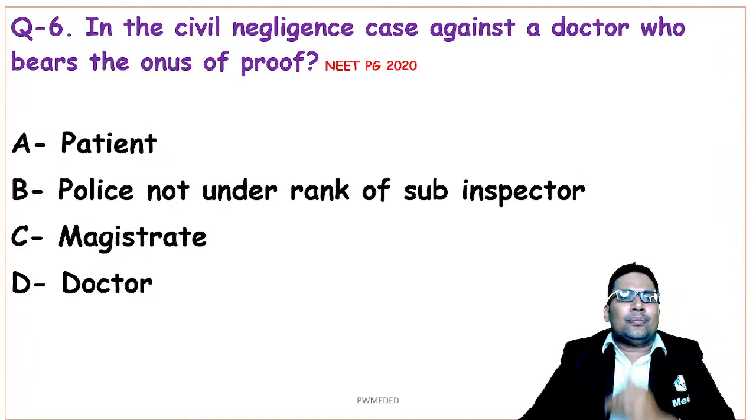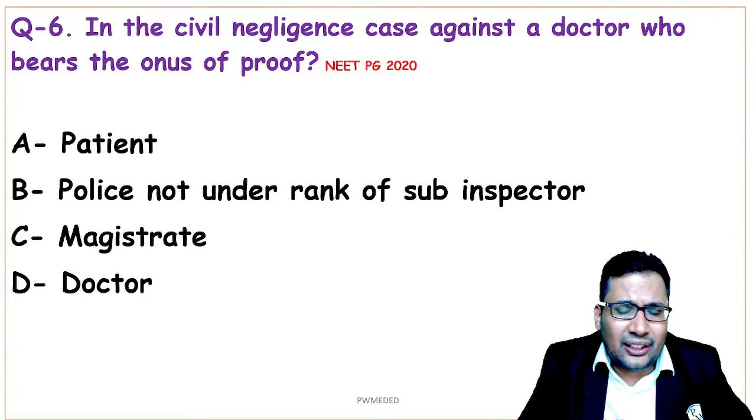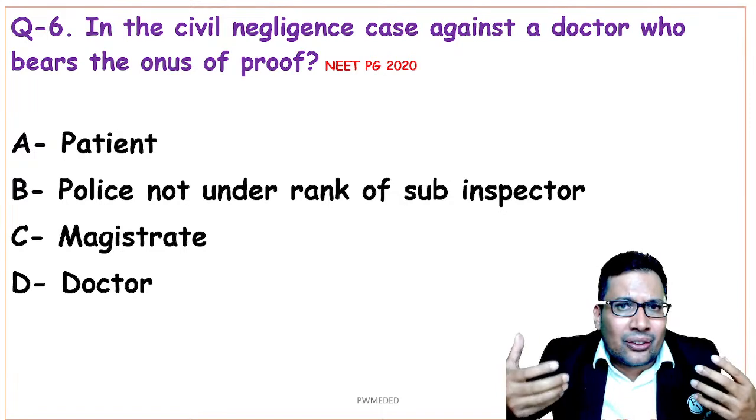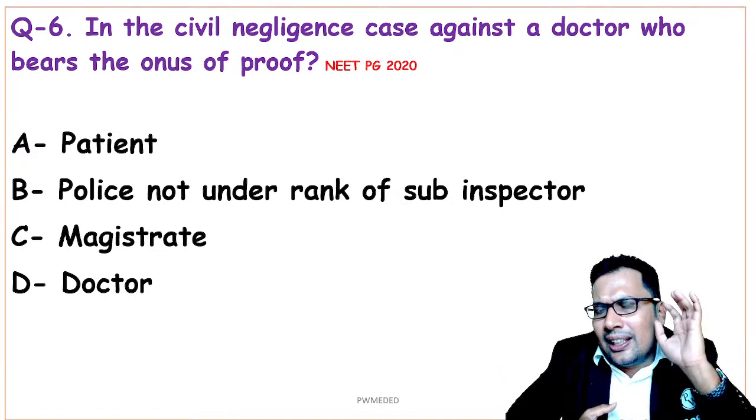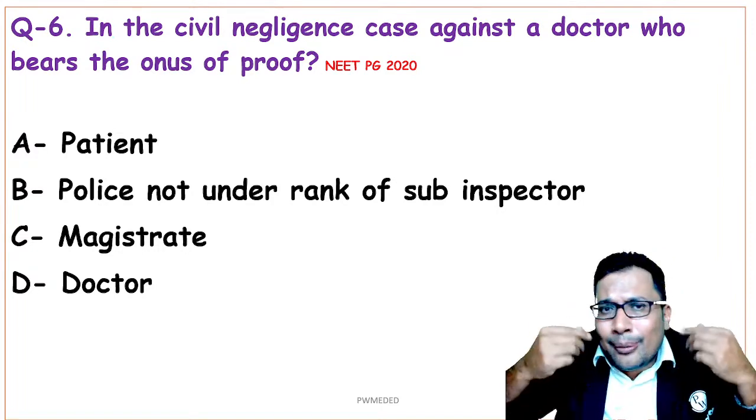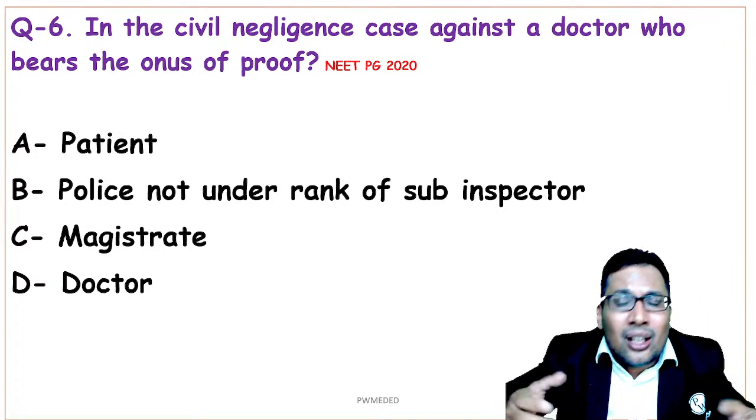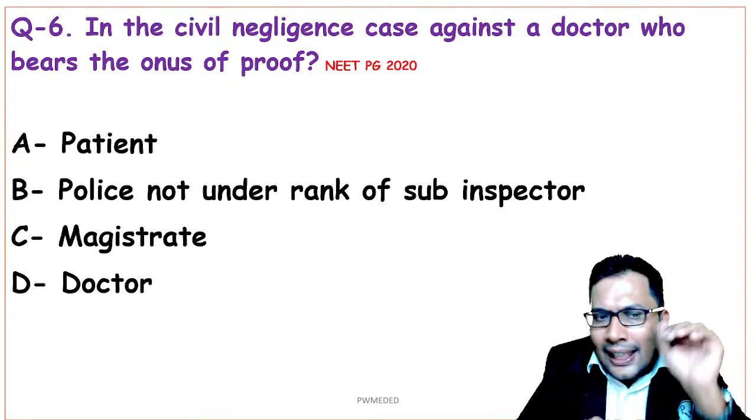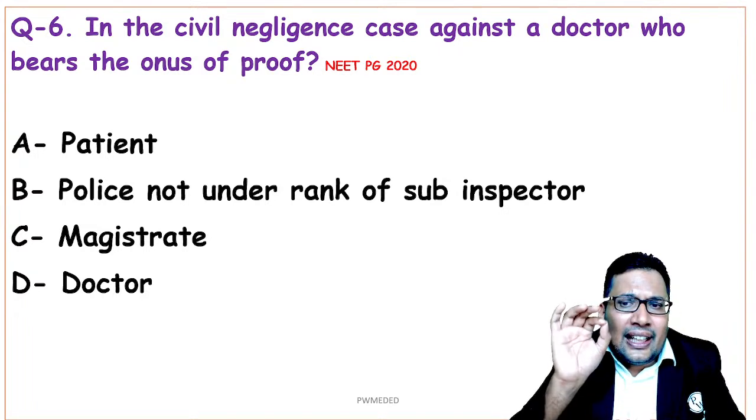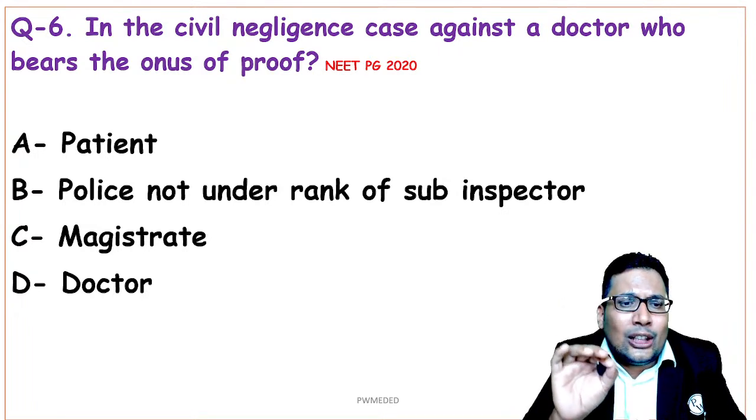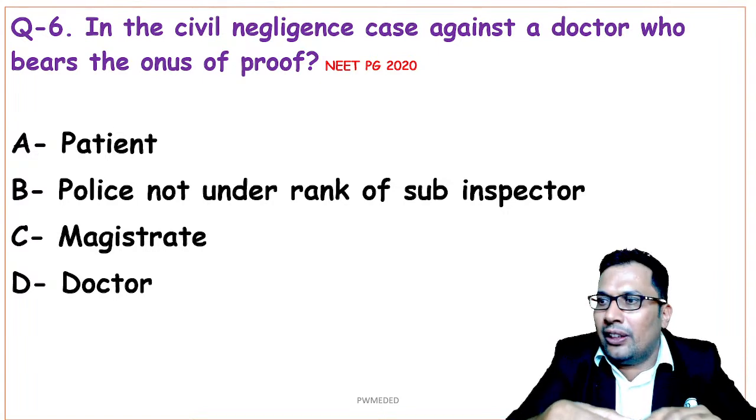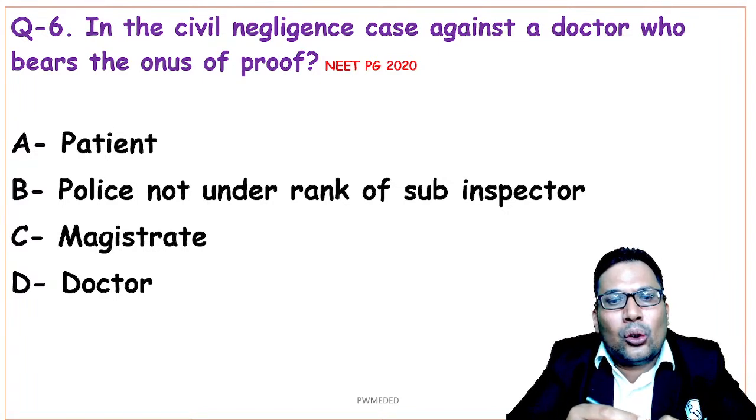Question number 6. In civil negligence. Now the next question is a very important question. We are into medical negligence. Medical negligence can be civil negligence, criminal negligence, contributory negligence, corporate negligence, patient negligence, so many types. Here the question asked in the exam: in a civil negligence case against a doctor, who bears the onus of proof? Who has to prove the case in civil negligence?